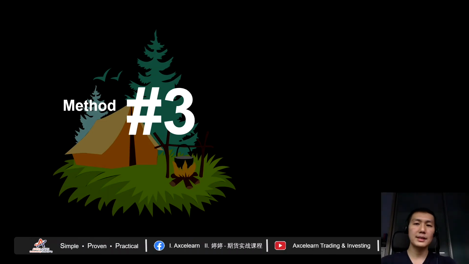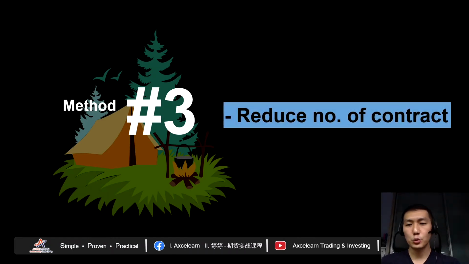Method number 3 would actually make sense to most traders, and it is the most practical step, which is to reduce your number of contracts. For example, now that the market volatility has increased, you can reduce the number of contracts that you trade. For example, you can reduce your contracts from 5 contracts down to 3 contracts. This can give you a little bit more additional margin to withstand the market volatility so you don't get a margin call easily. And by reducing the number of contracts, you can also reduce your risk exposure when dealing with the market volatility.